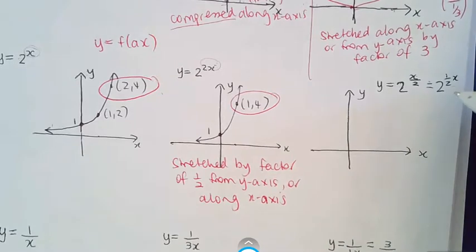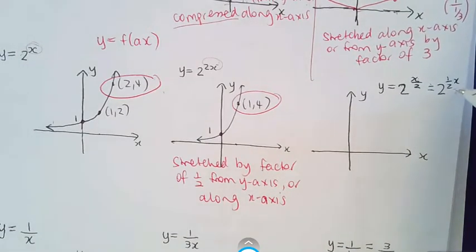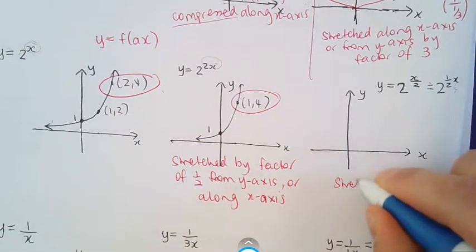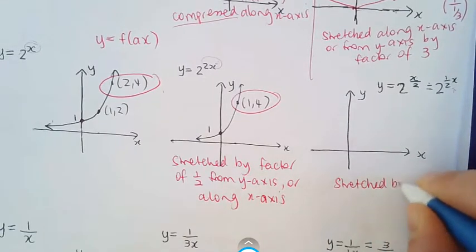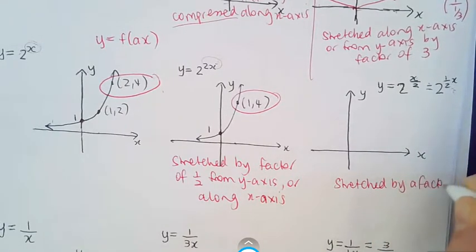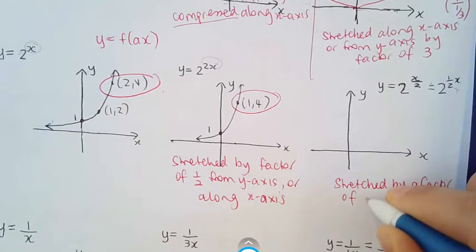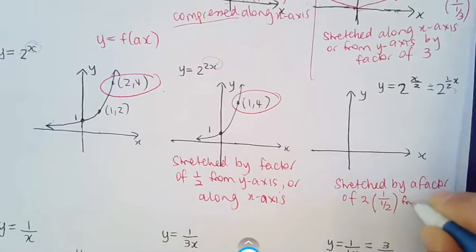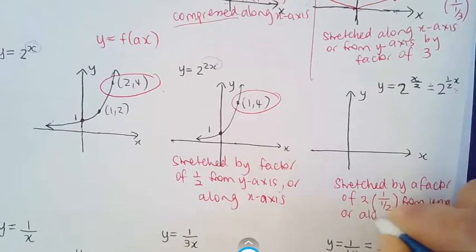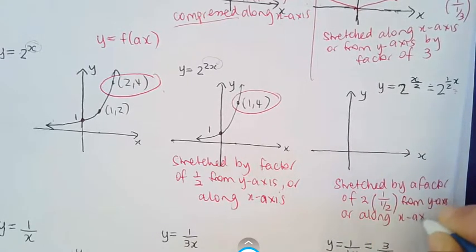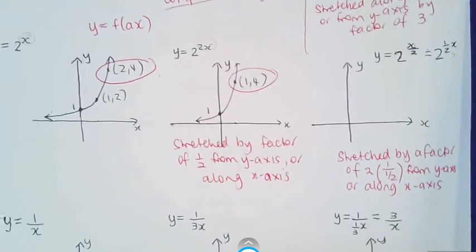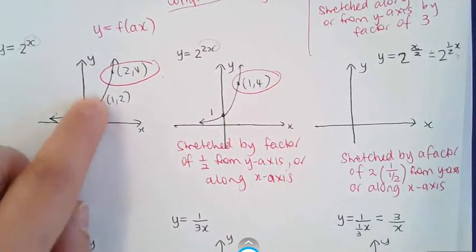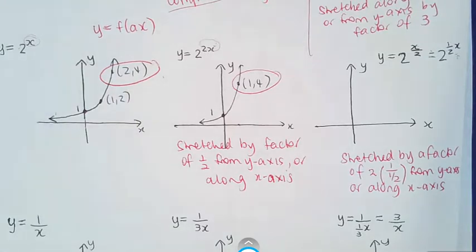Now this one, we're thinking stretched by a factor of what? A is a half this time, so stretched by a factor of 2, because it's 1 on a half. 2, which happens to be 1 over a half, from the y-axis or along the x-axis. So without doing a table of values, you tell me this point 2, 4 is now going to be what?